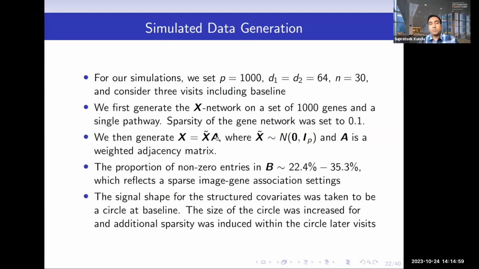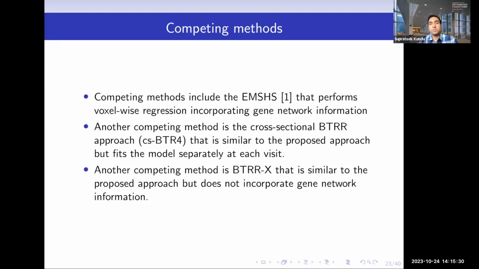Without getting too much into the nitty-gritty of the details, we have this gene network information as well. And then we have a sparse coefficient matrix. The sparsity level, the number of non-zeros, can range between 22% and about 35%. And we have a way to generate different shapes of the coefficients: circle, square, rectangular, triangles, and all of those shapes, even coming from a rank-R decomposition.